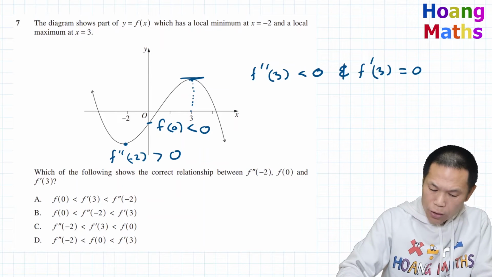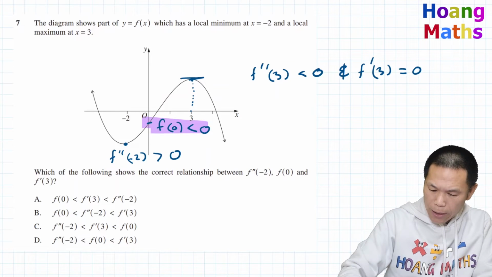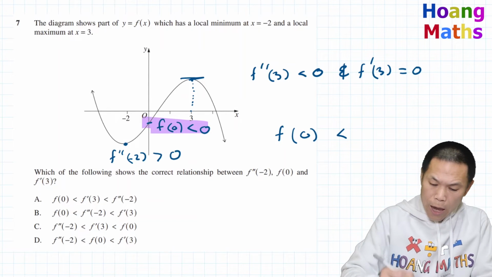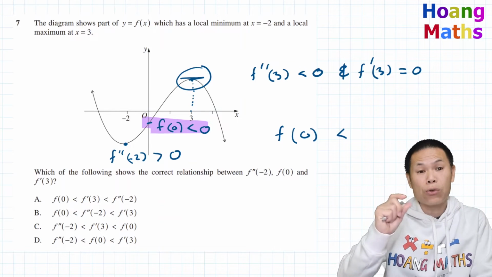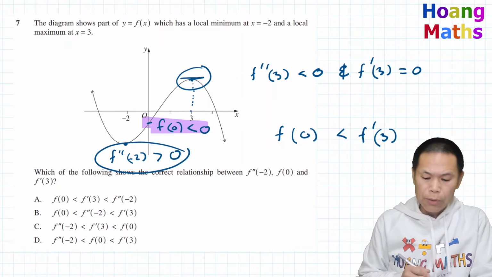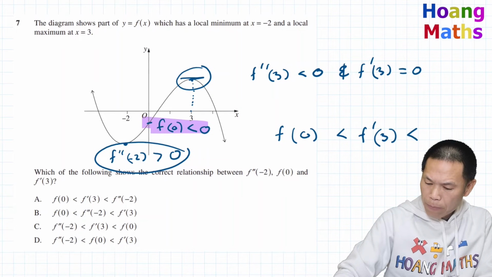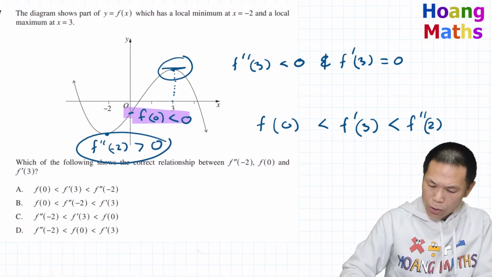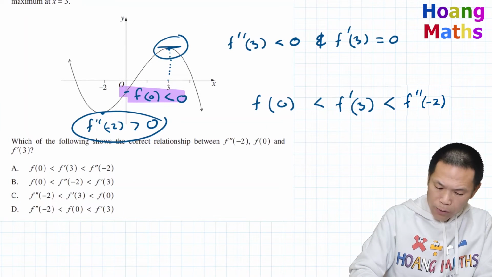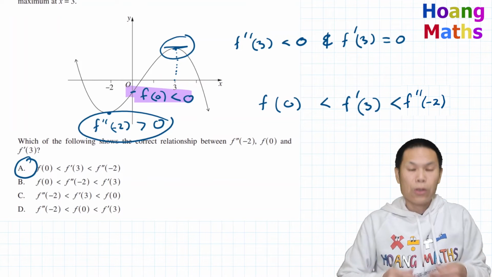So we know that the smallest value is f of 0 because f of 0 is negative, right? So f of 0 is smaller than f dash 3 because f dash 3 is 0. And the largest value, because f double dash negative 2 is greater than 0, that means f double dash 2. So the answer should be, we have 0, f dash 3 and f double dash 2. So the answer should be A. So there you go.